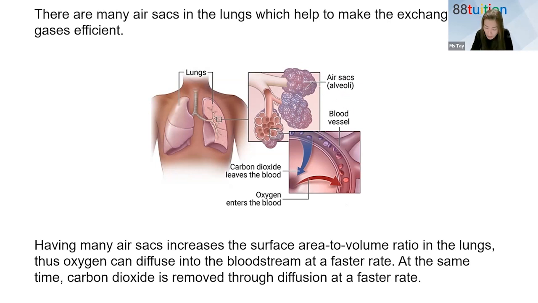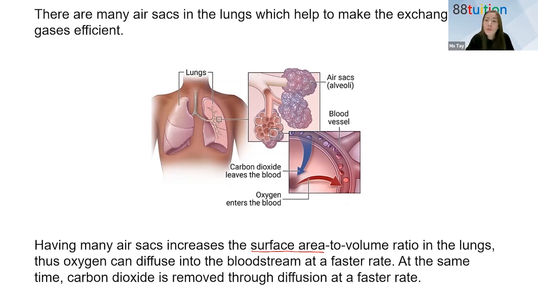So what is the purpose of this? It helps the gaseous exchange to take place. And take note, there are many air sacs. Why? Because we are increasing the surface area of the part that engages in gaseous exchange. So you increase the surface area of the air sacs in the lungs, so more oxygen can diffuse into the bloodstream. At the same time, carbon dioxide is also removed at a faster rate. So this is going to ensure efficient exchange of gases.